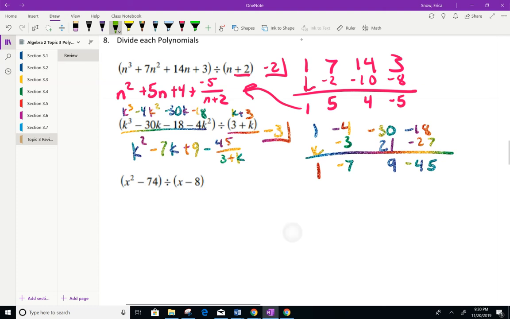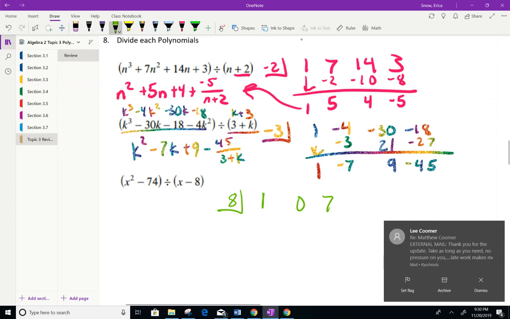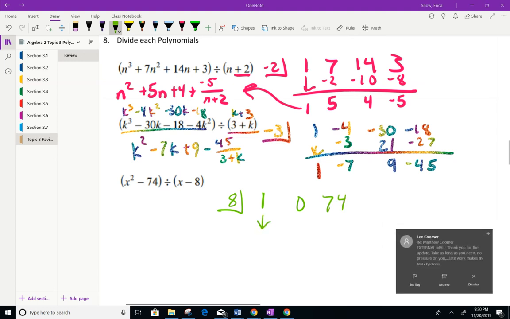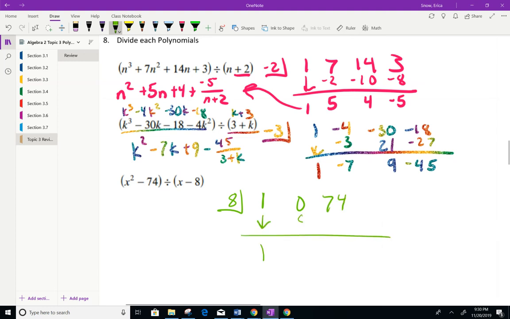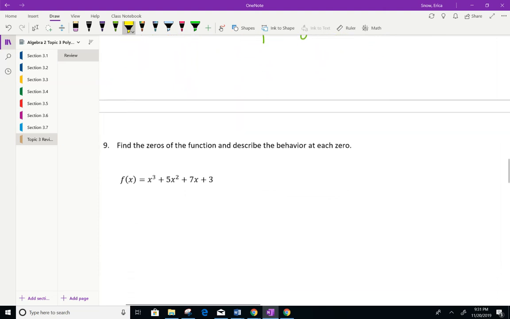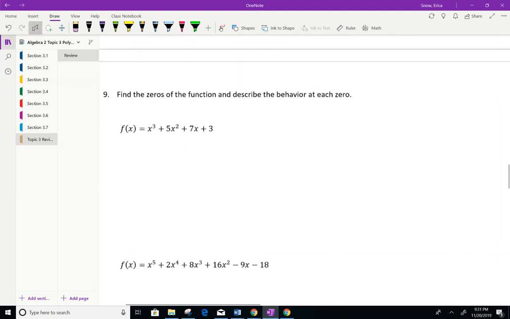Okay, our last one here, I'm going to put 8 in the box. We have 1, 0, and 74. 1 times 8 is 8. 8 times 8 is 64. That's negative, so -10. So we're going to have x plus 8 plus -10 over x minus 8. Now notice, for this one I did minus, for this one I did plus negative, and for this one I did plus negative. It doesn't really matter how you do it as long as you have either of those.